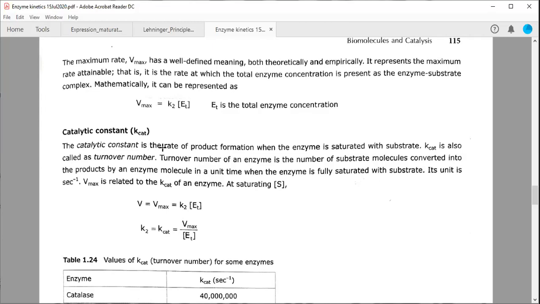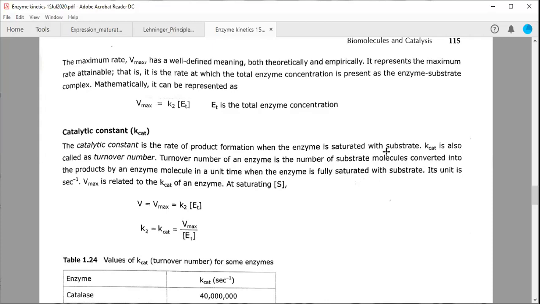So the catalytic constant is the rate of product formation. What is the product formation? Obviously, the number of substrate molecules getting converted into the product. When an enzyme is saturated with the substrate, suppose there is a high concentration of substrate and all the enzymes which are present in the solution, generally the enzyme is present in the solution in very small quantities.